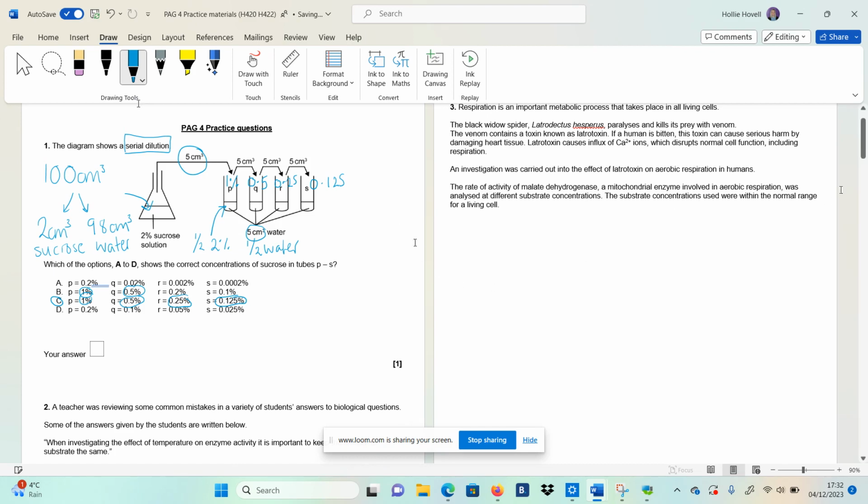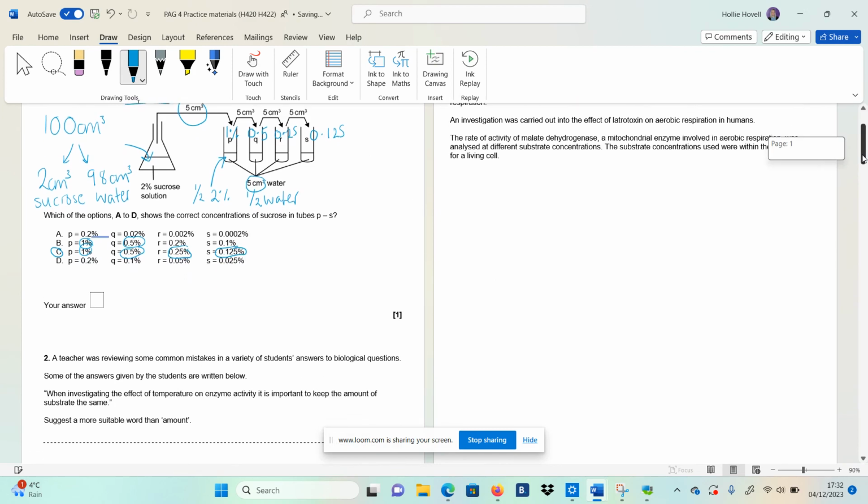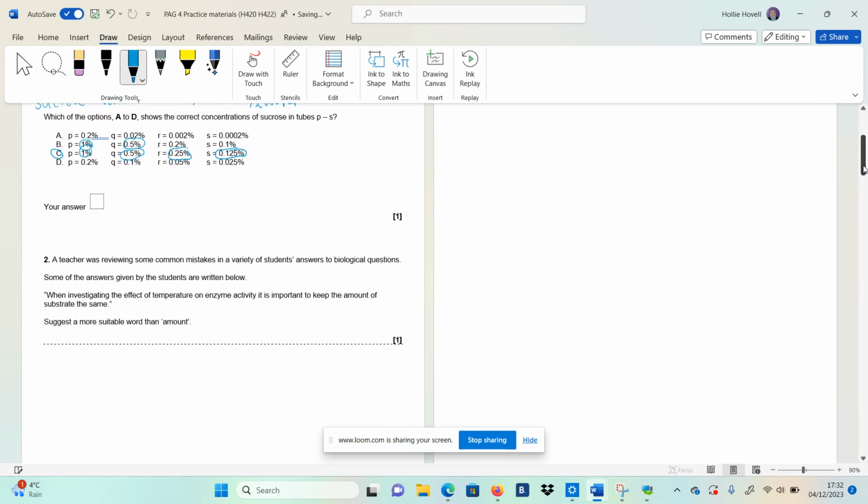Question number 2. A teacher was reviewing some common mistakes on a variety of students' answers to biological questions. Some of the answers given by the students are written below. When investigating the effect of temperature on enzyme activity, it's important to keep the amount of substrate the same. Suggest a more suitable word than amount. Now, this is really interesting.